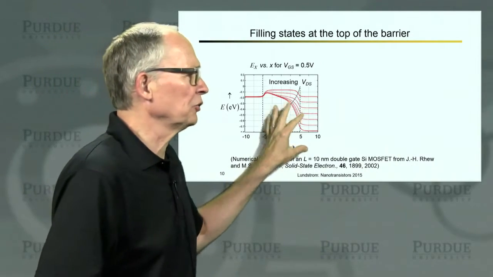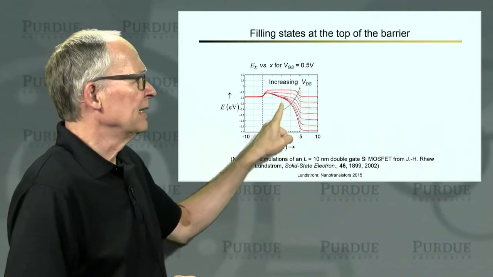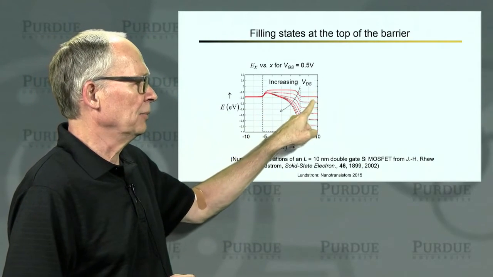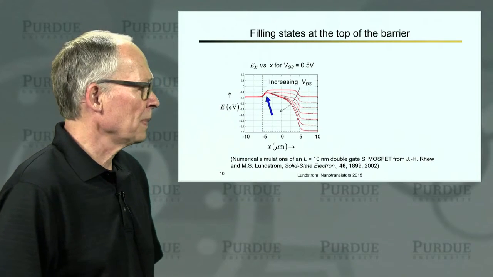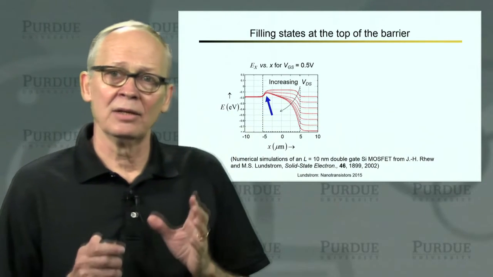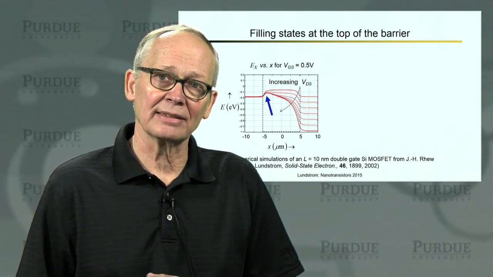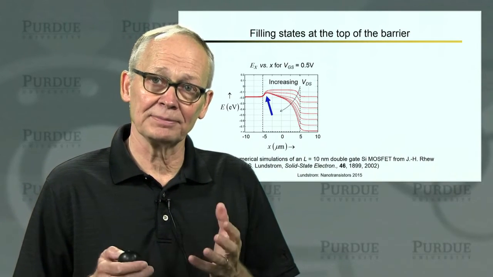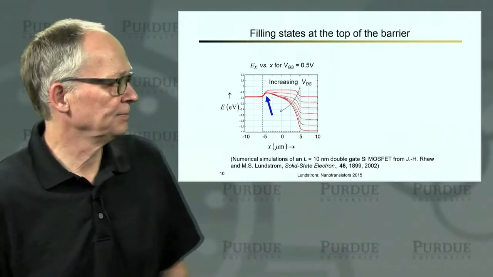So these are numerical simulations we're going to look at. High gate voltage, a number of different drain voltages. We are going to look at the top of the barrier and see if we can understand why the velocity increases as a function of drain voltage there and why it saturates there.